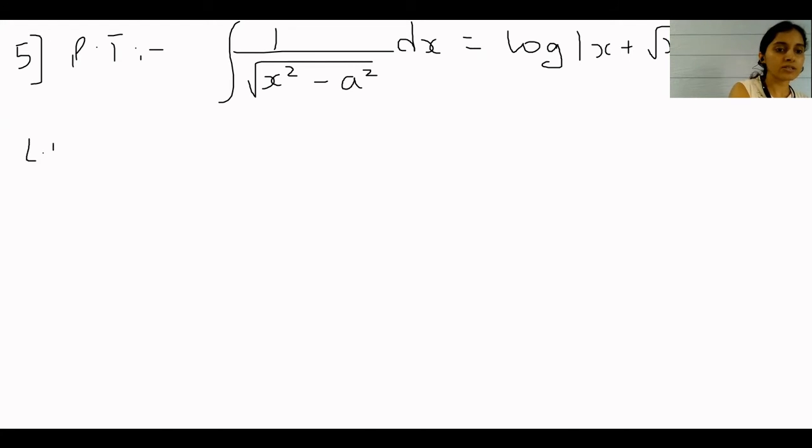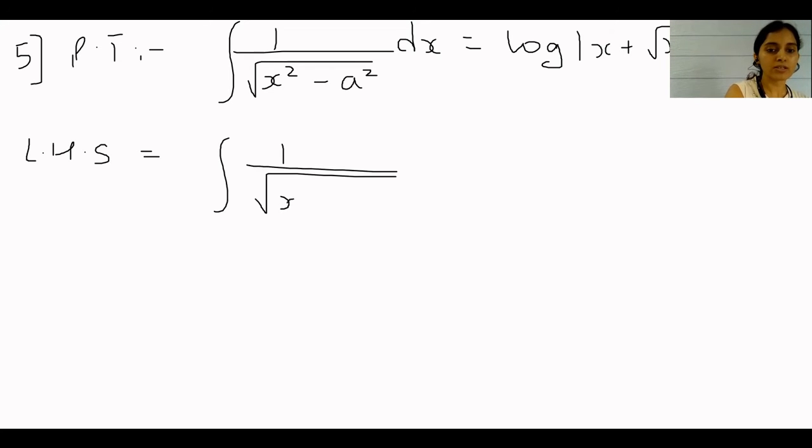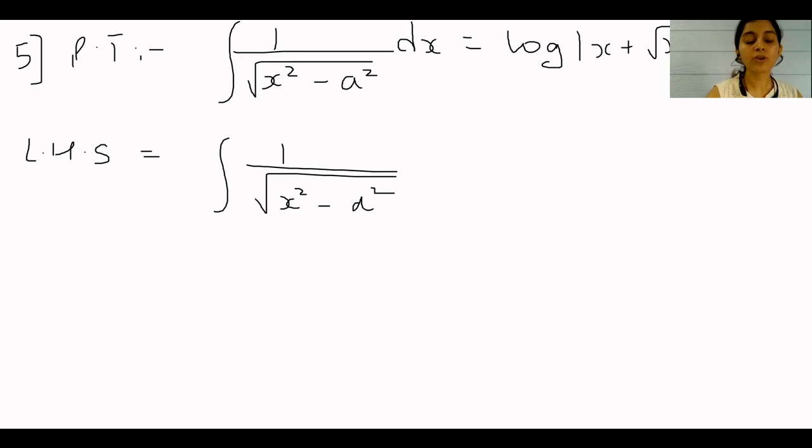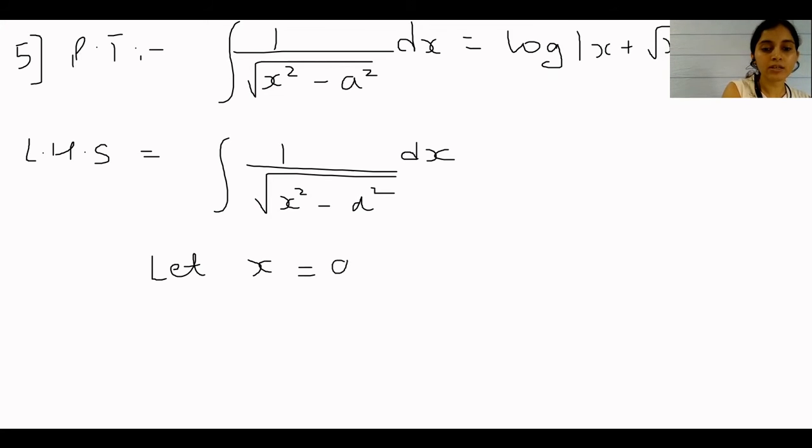So let's take our left hand side: integration of 1 upon root of x square minus a square. Since here we are not going to get 1 minus something, we are going to get a trigonometric value minus 1. That is either sec square theta minus 1 or cosec square theta minus 1. Then I can use an identity. So how will we substitute it? We'll say let x equal to a sec theta.